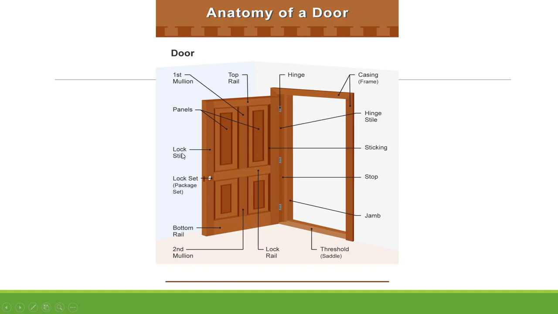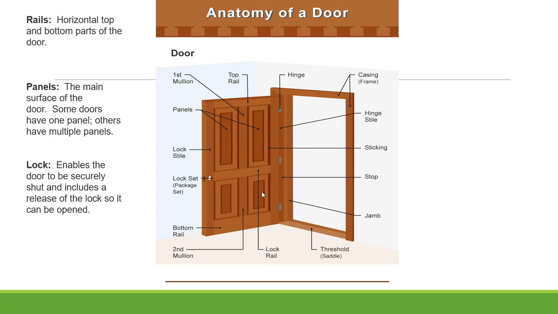And this is our lock. This portion is called lock style. And then these one, two, three, four, these are panels of the door, right? So let's try to define these parts. Rails, as I said, are the horizontal top and bottom parts of the door. Panels are the main surfaces of the door: one, two, three, four. Some doors have one panel, others have multiple panels. So in this door we have four panels.